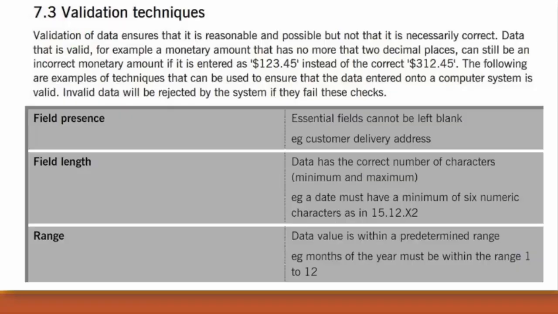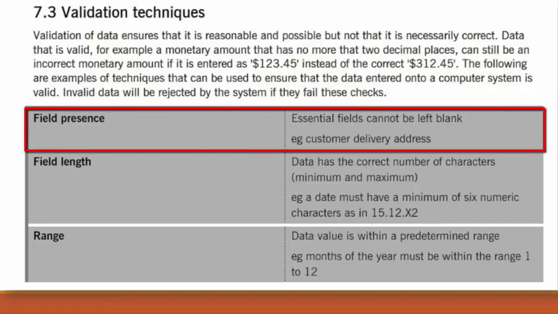Let's learn the 6 main types of validation. There are 6 main validation techniques that help a computer check your information. We will now learn each one in a very clear and easy way. Number 1, field presence check. What does this do? This checks if you forgot to enter something important.